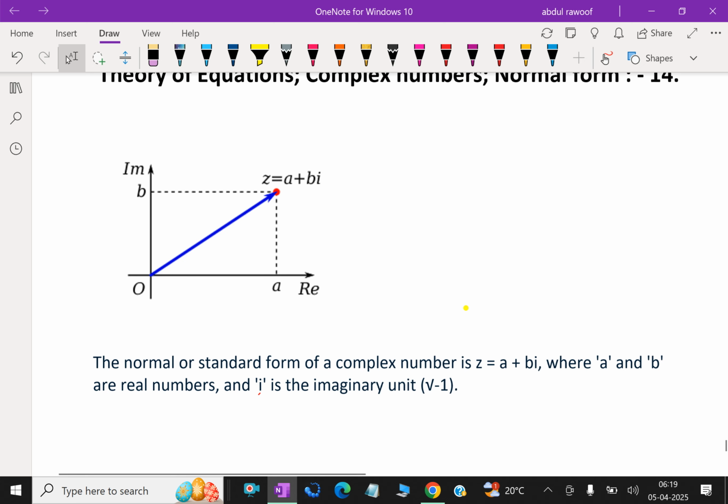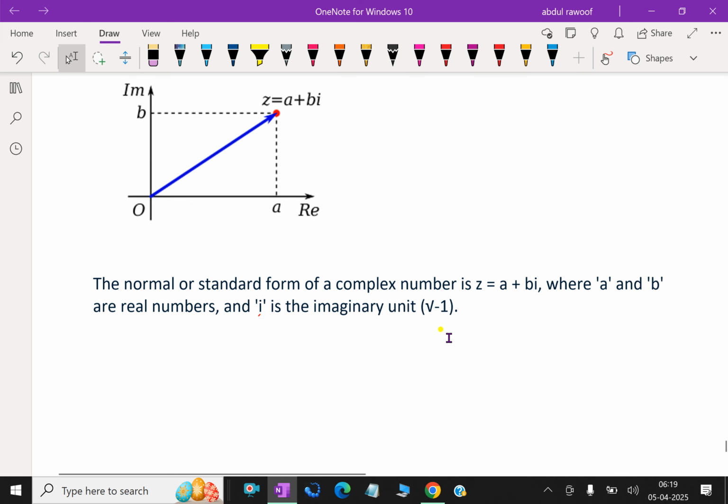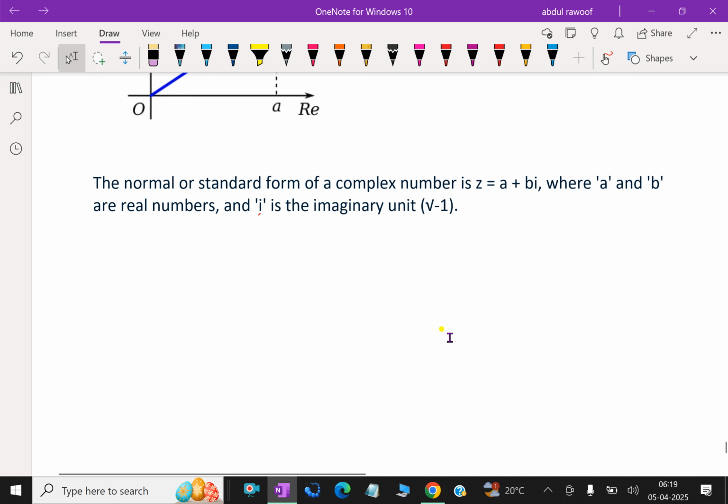The normal or standard form of the complex numbers is Z equal to A plus BI, where A and B are real numbers and I is the imaginary unit, that is, square root of -1 is I. Now we'll continue this.